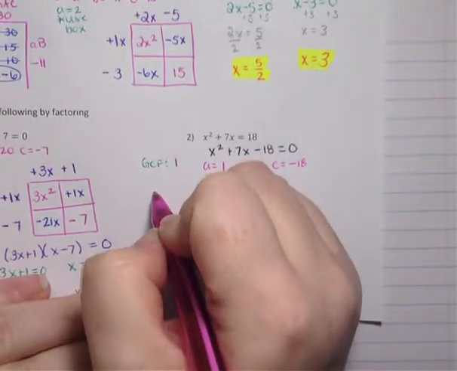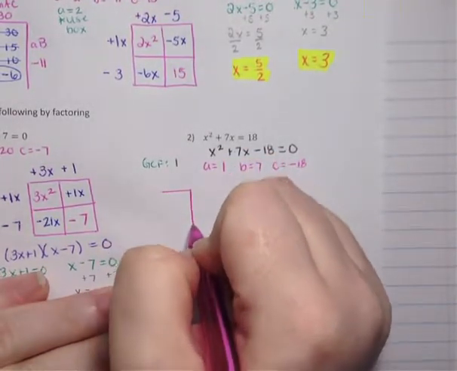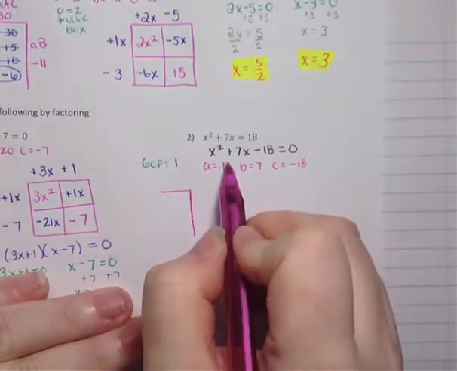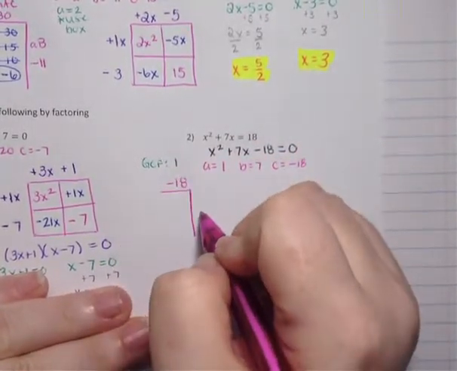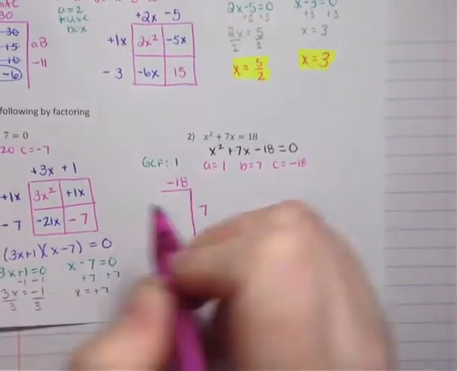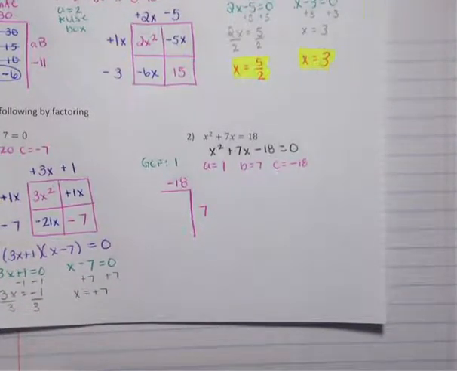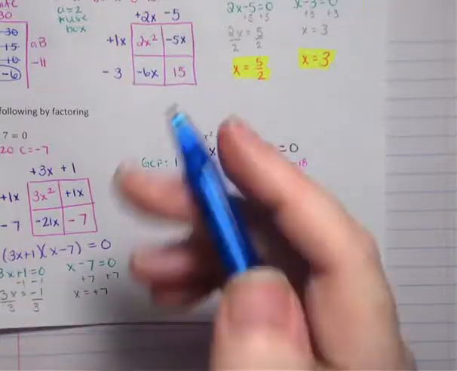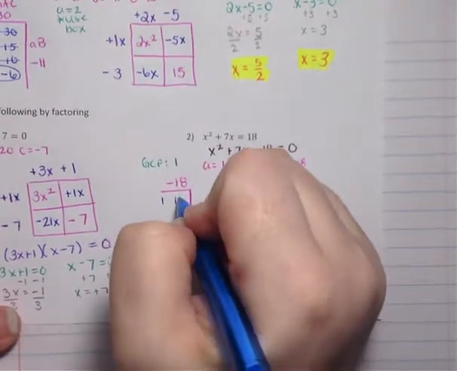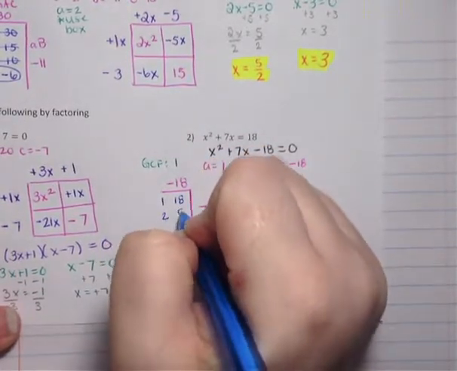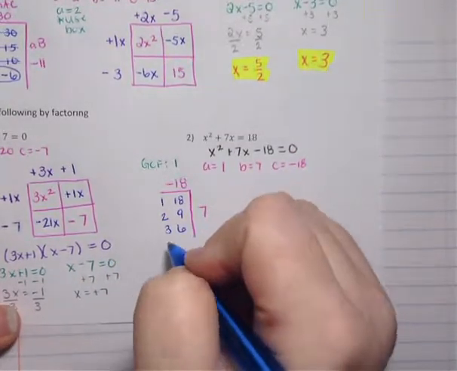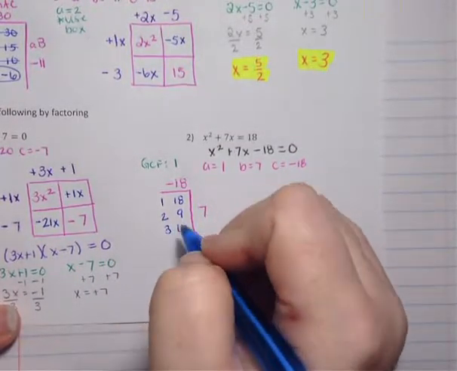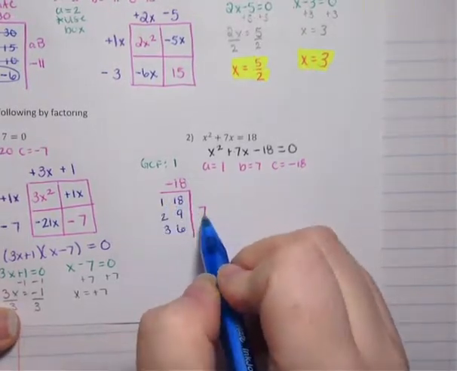So MACAB, I'm going to do the half box. MAC will go up top, so 1 times negative 18 is negative 18. AB will go on the side, so that's 7. We list out the values that will multiply to 18. So I'm going to start with 1 and 18, 2 and 9, 3 and 6, 4 does not work, 5 does not work, and then 6 just repeats.